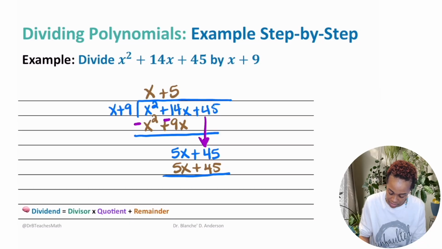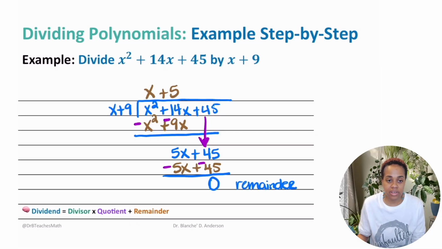Everybody gets subtracted. Okay, so then 5x minus 5x, that's going to be 0. And then 45 and negative 45, that's going to be 0. So if you notice here, we end up with 0. This is our remainder.